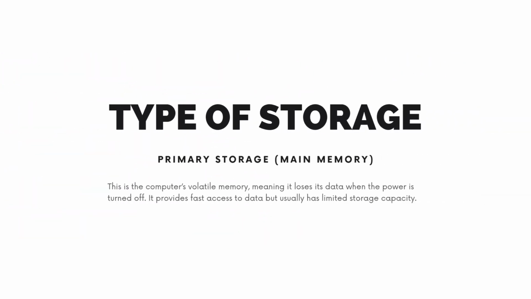Types of storage: primary storage, main memory. This is the computer's volatile memory, meaning it loses its data when the power is turned off. It provides fast access to data but usually has limited storage capacity.